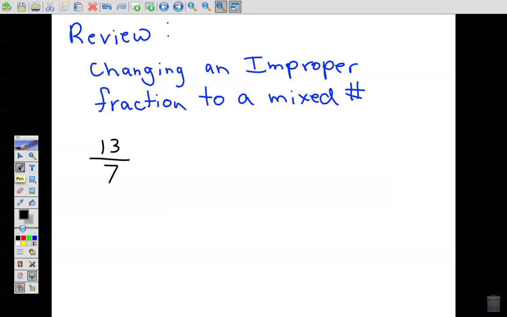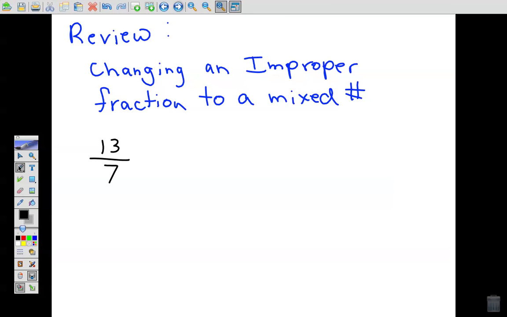So how do we change it to a mixed number? In other words, why in the world would somebody want to change it to a mixed number? What's wrong with 13/7? Well, some typical examples would be if you measured something and it's 13/7 feet, you're not going to go to Menards and say, I need 13/7 feet of a certain kind of lumber. They'll look at you a little funny. You need a mixed number. So how do we do that?